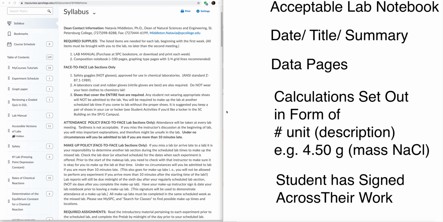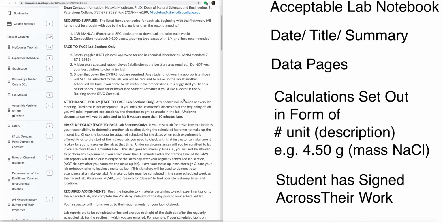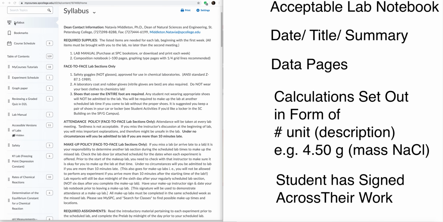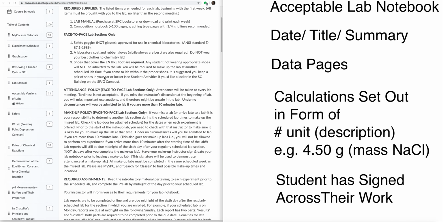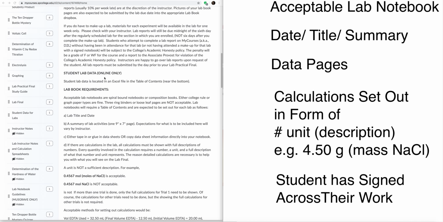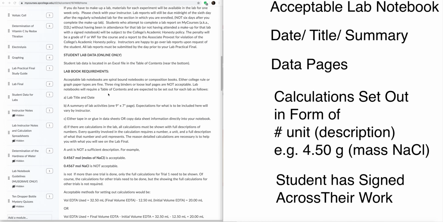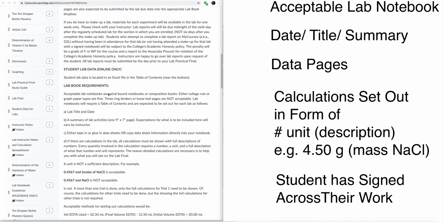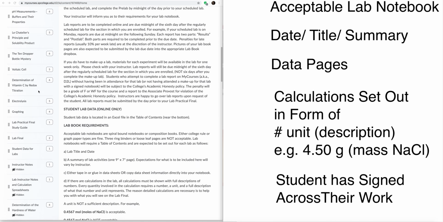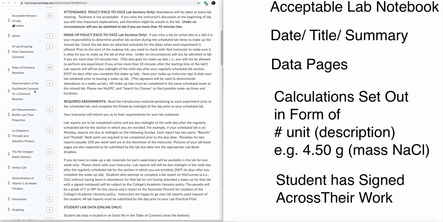The aim is to show you what a good lab book is going to look like for this lab. So first of all, let's see where we would find that. This is the syllabus page, and you'll find about halfway down here the lab book requirements. I'm going to go through each of these and make sure that you understand. Now the lab book itself you'll also find here on the side.